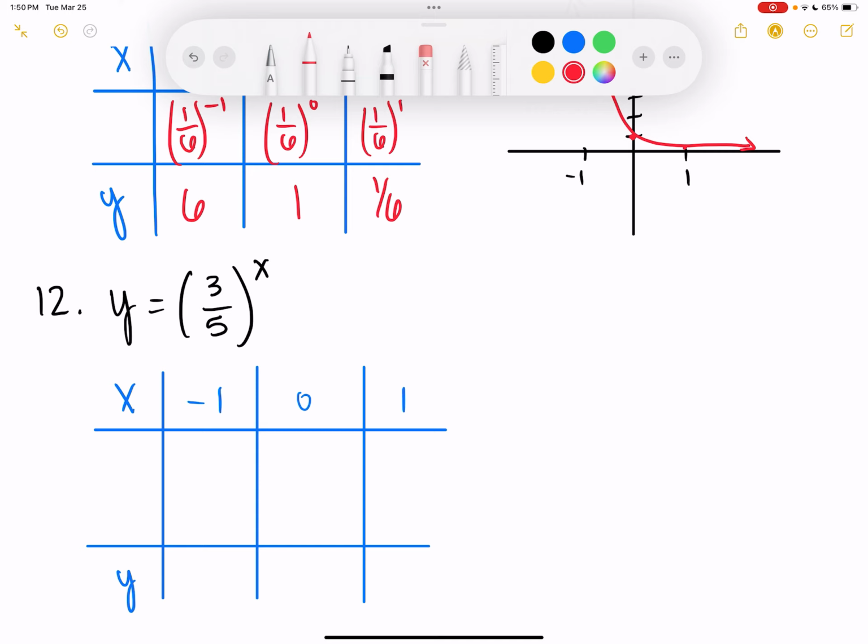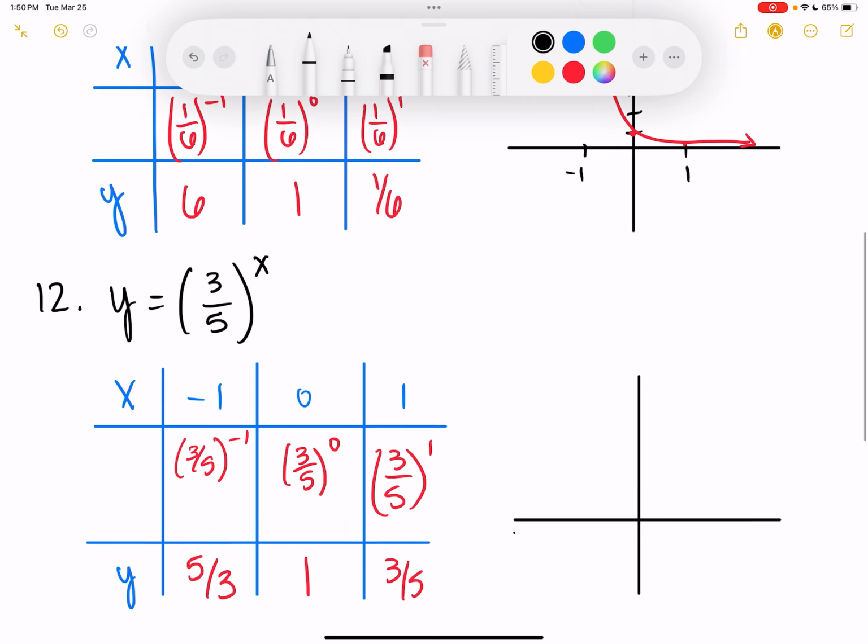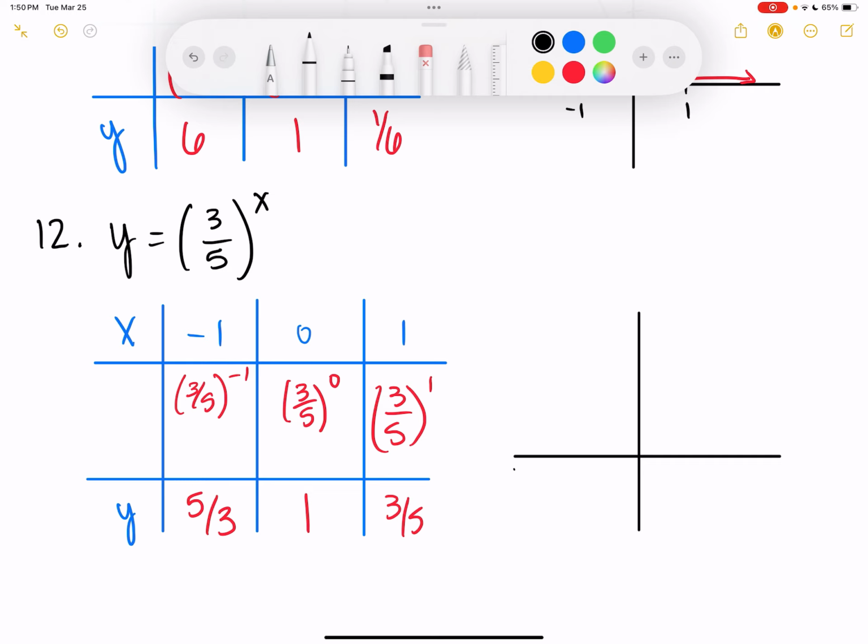So this time I've got 3/5 raised to the -1, which would be what? Yep, 5/3. And then 3/5 raised to the 0 is 1, and 3/5 raised to the 1 is, yep, 3/5. Now, 5/3 is approximately what? It's a little less than 2. It would be about 1 2/3.